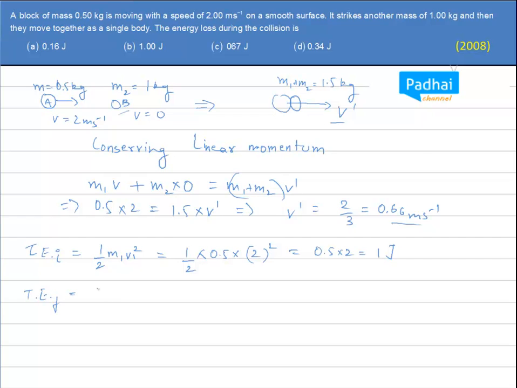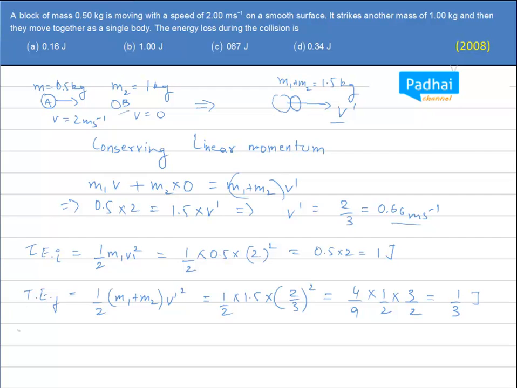And what is the final total energy? Talking about final, that means half into m1 plus m2 into v dash square. So this will be equal to half into 1.5 into v dash, and v dash I calculated as 2 by 3, whole square. So this will be equal to 4 by 9 into 1 by 2 into 3 by 2, which is 1 by 3 joules.